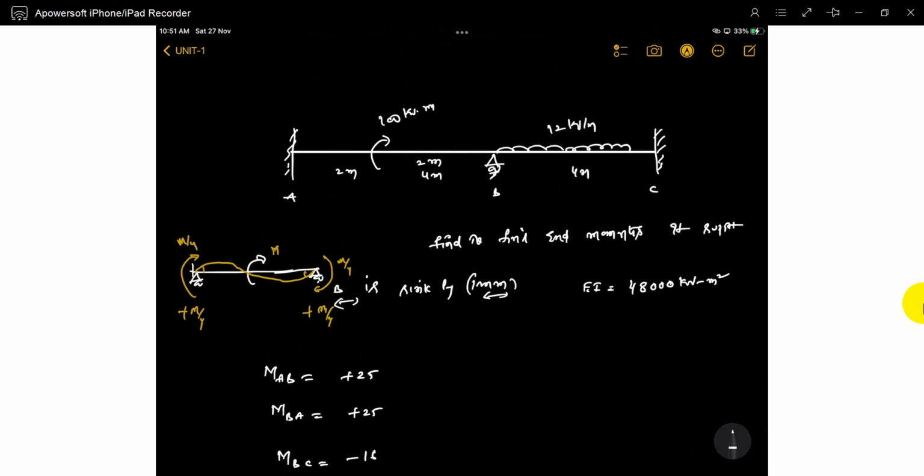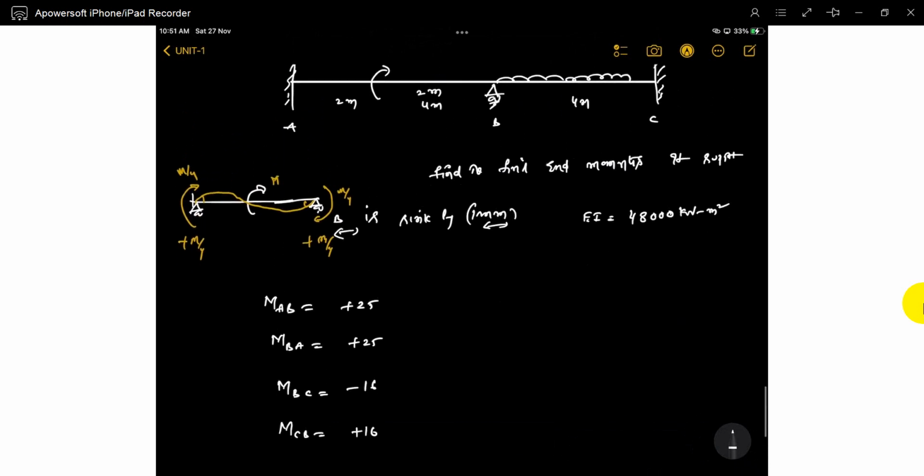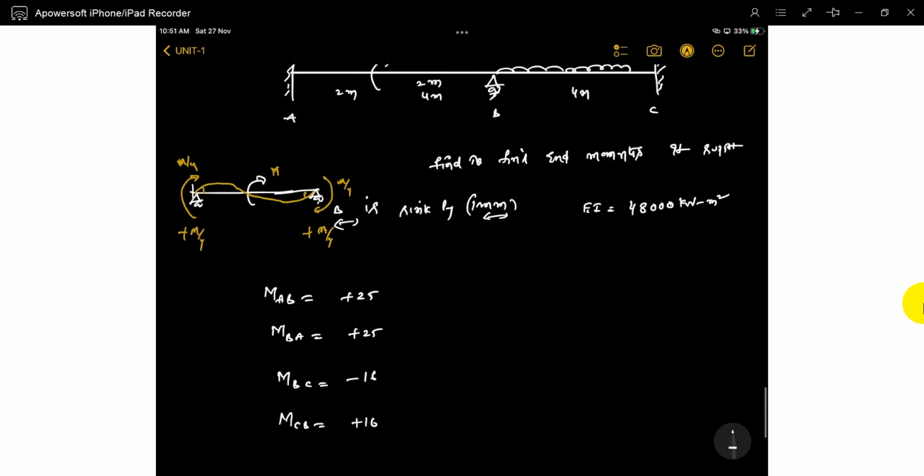Extra moments will generate. How is it generated? If you see, take only AB. If the support is settled by 1 mm, what will happen? These are all things I explained a number of times, but I want to explain again and again. What will happen? This will go like this. The moment is generated in this direction, here, in this direction. That's it.